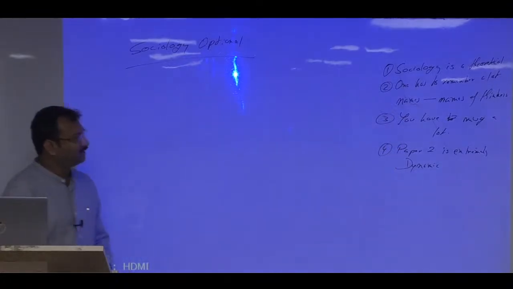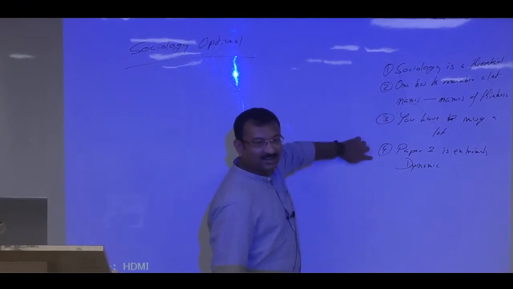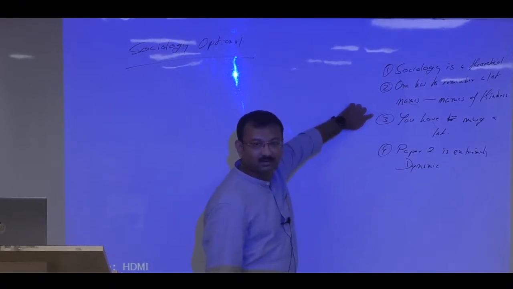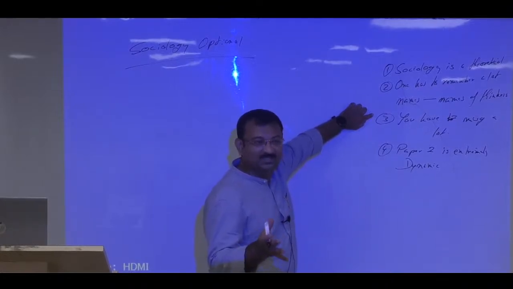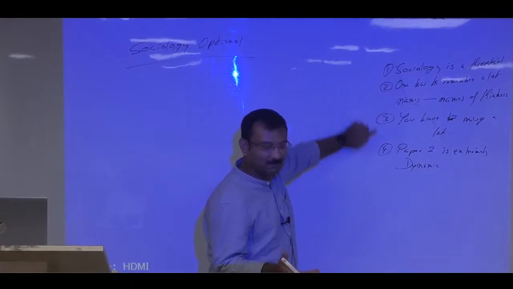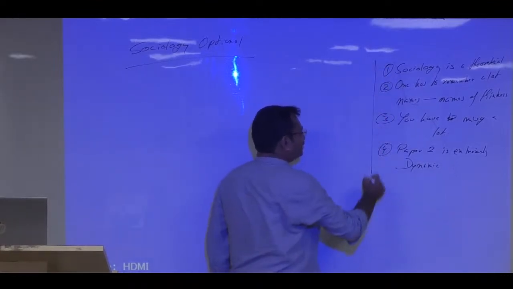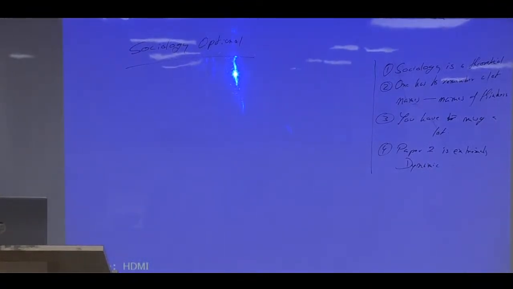Do you realize this point and this point, they contradict each other? If something is really dynamic, you cannot mug it. And if something you're supposed to mug, it cannot be dynamic. Right? I'll come to these myths later on, not right now.